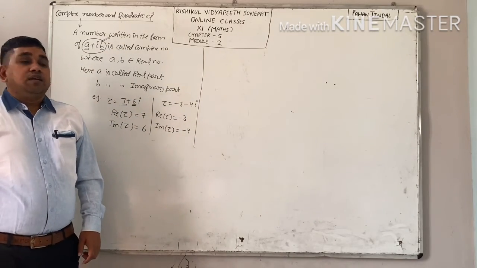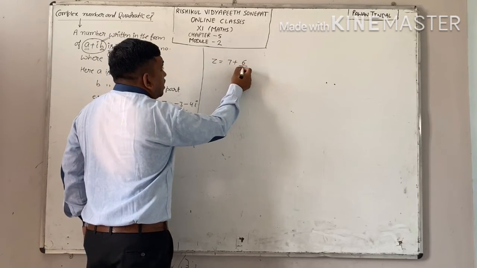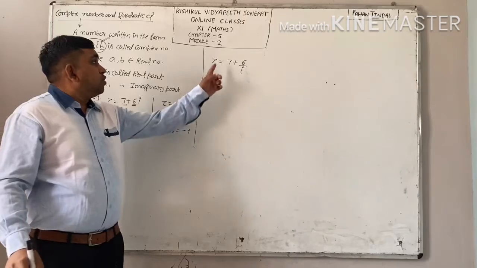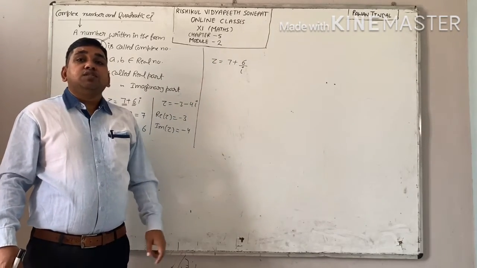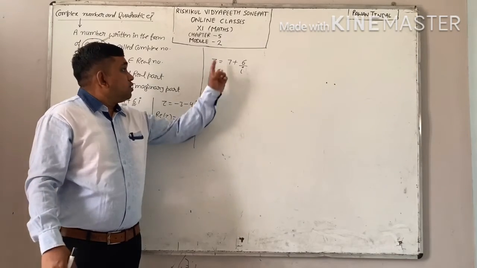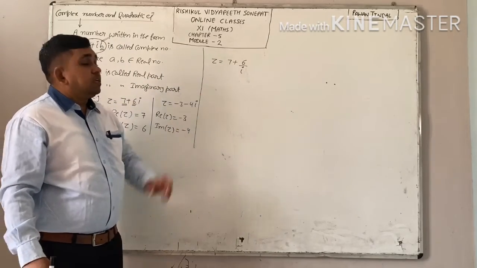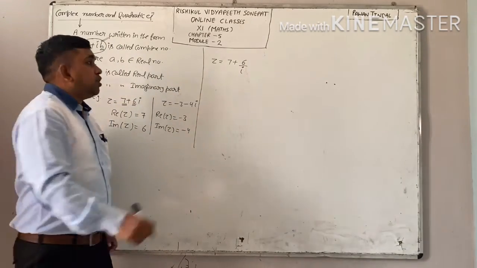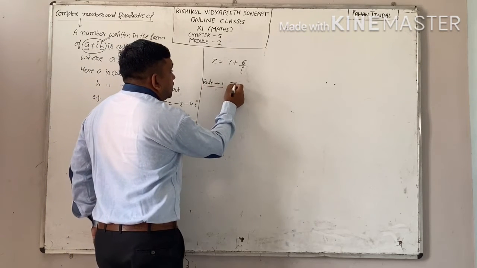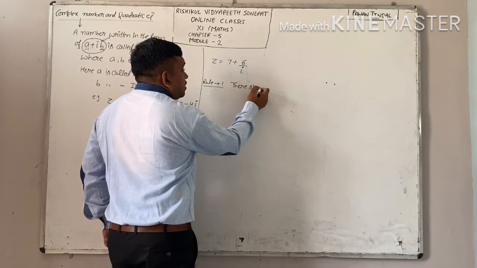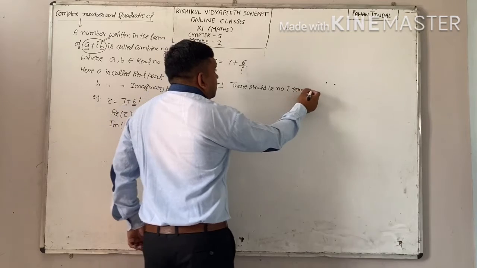Now see one more example. Z equal to 7 plus 6 upon iota. I want to find out real part and imaginary part here. Problem is here that this complex number is not in the form of a plus iota b. First of all, you will convert it in the form of a plus iota b. Then you will find out real part and imaginary part. And for this, remember two rules. Rule number 1. There should be no iota term in the denominator.